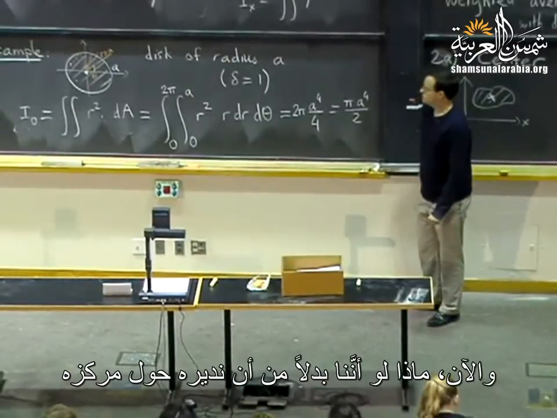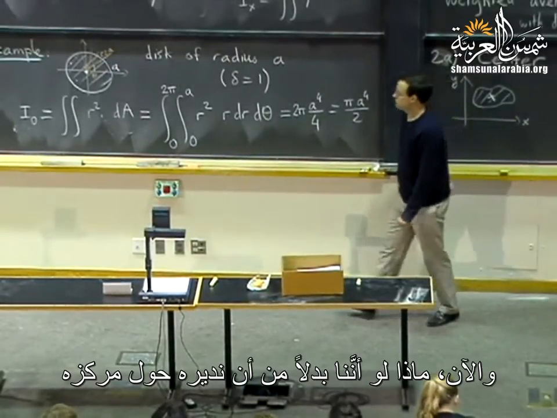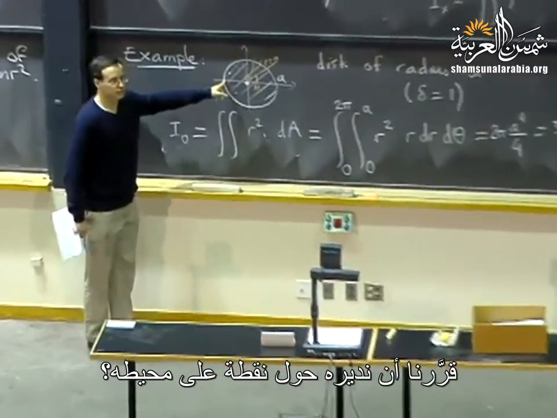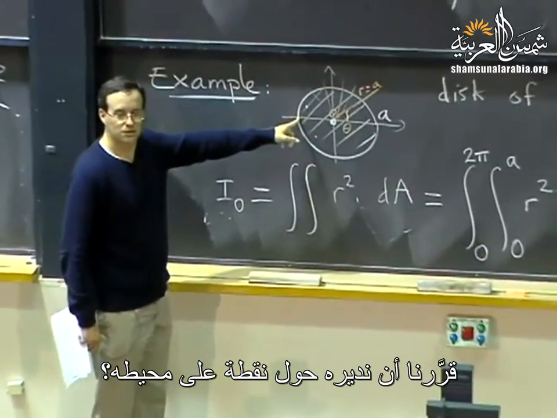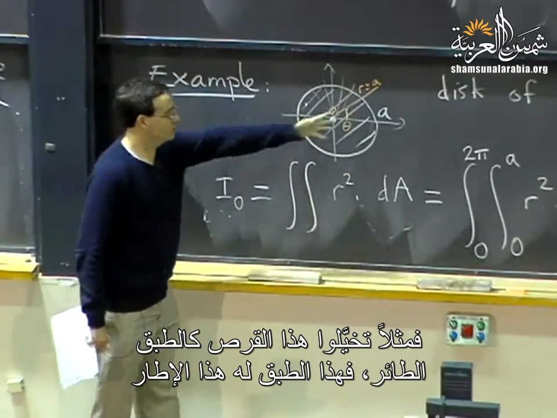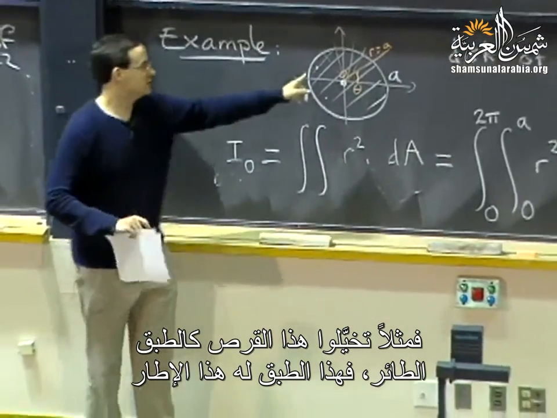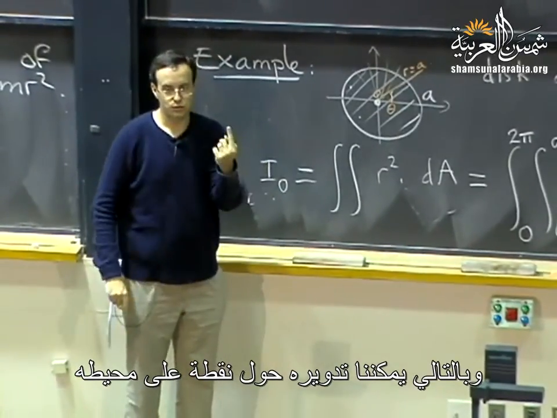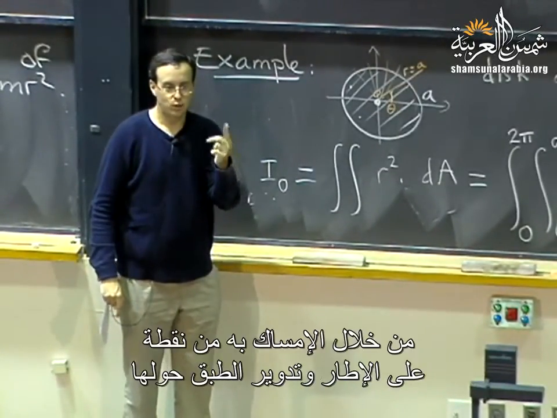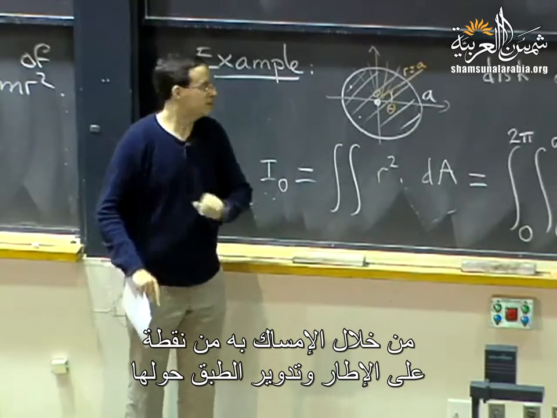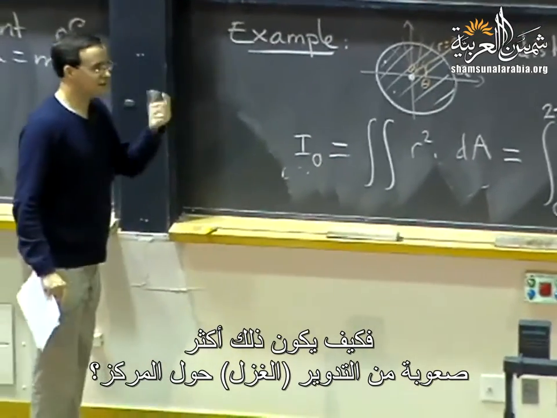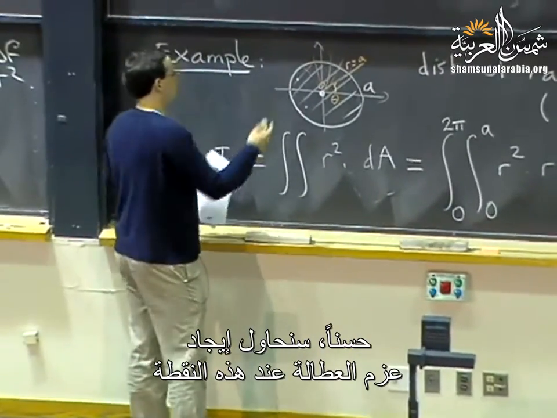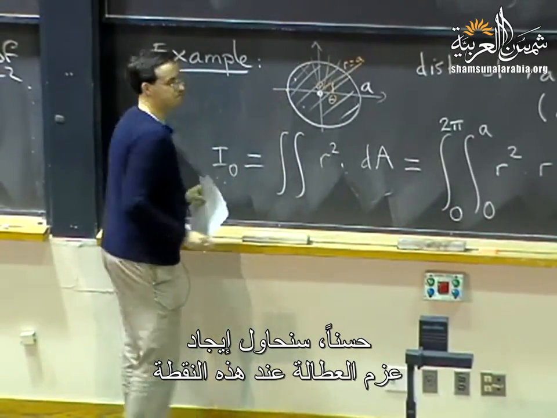Now, what about, instead of spinning it about the center, we decided actually to spin it about a point on the circumference. So, for example, think of a frisbee. It has this rim, and so you can actually try to make it rotate around a point on the circumference by holding it near the rim and spinning it there. How much harder is that than around the center?